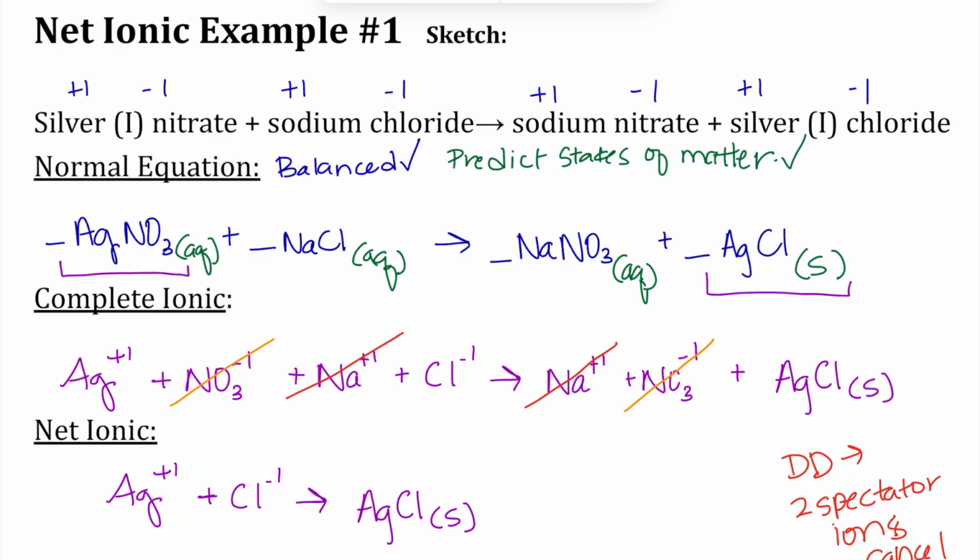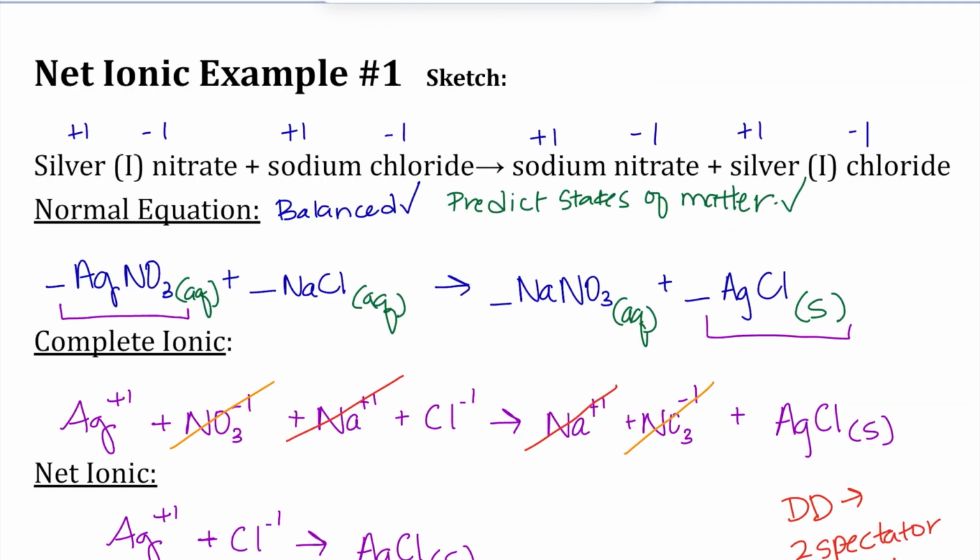And then we're done. You are welcome to cross out your spectator ions as long as I have your work of your complete ionic reaction. We can show that as we are, or show our work, and then use that to cancel out what things cancel, leaving us with our net ionic equation.